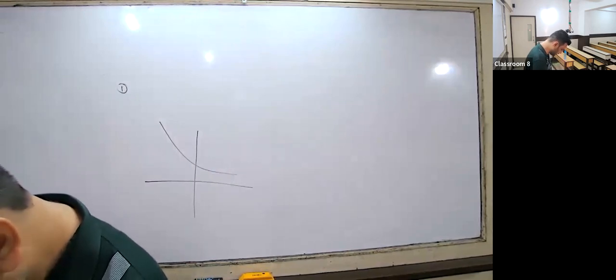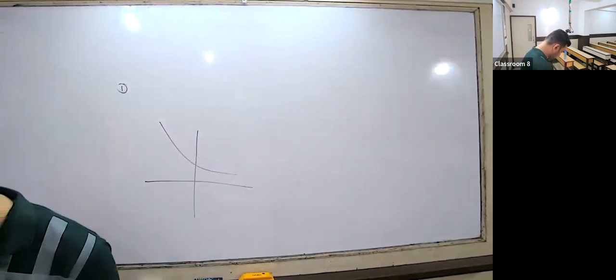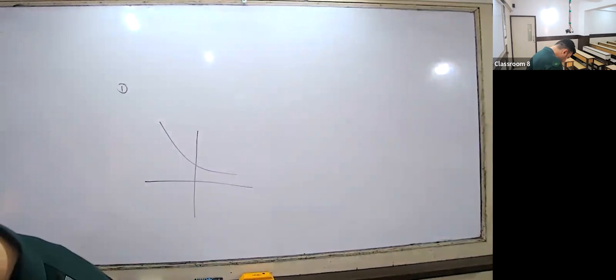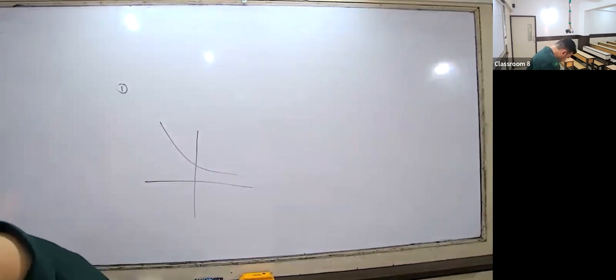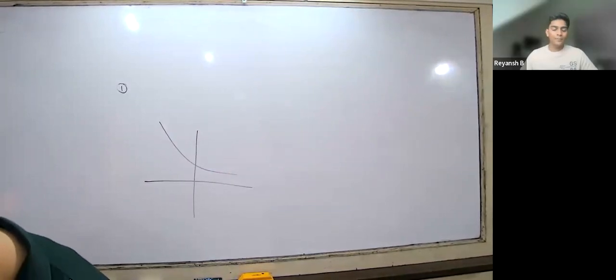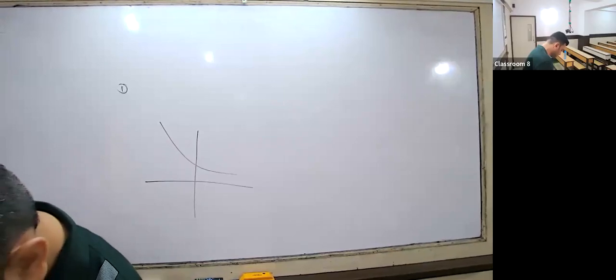Either use graph or you can directly say by equations also. So negative 3. 3, very good. Question number 3.